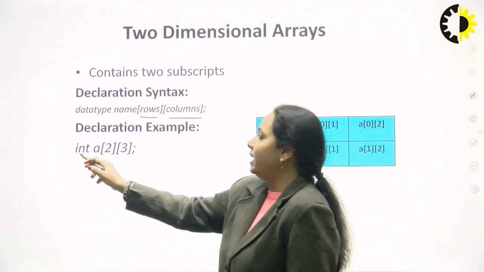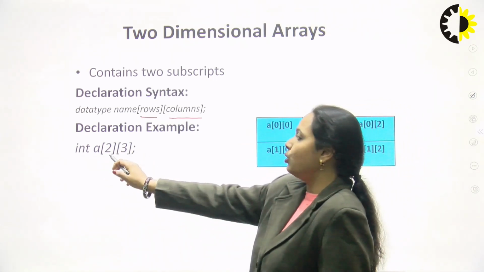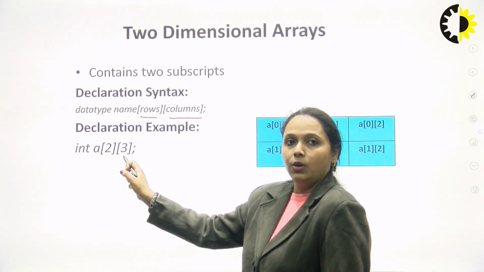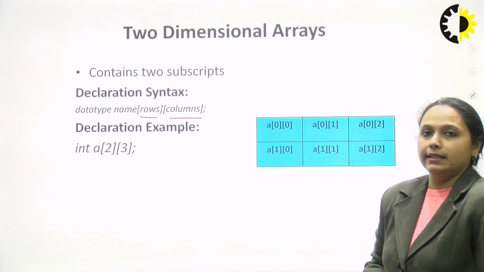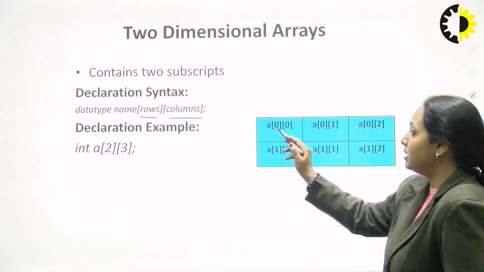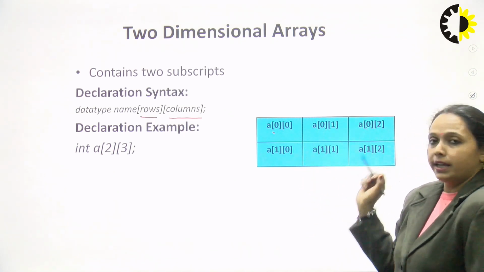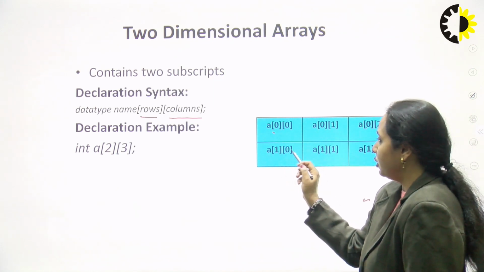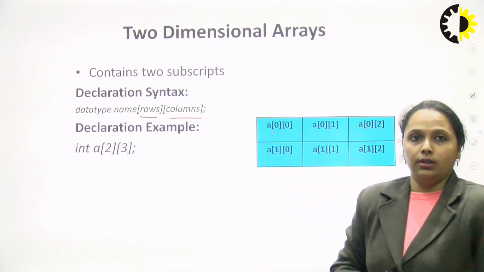So, for example, int a[2][3]. It means how many rows are there? There are 2 rows and 3 columns. How is this going to be represented within the memory? Like this: A00, A01, A02. That is 0th row, 0th column; 0th row, first column; 0th row, second column. Similarly, first row, 0th column; first row, first column; and first row, second column.